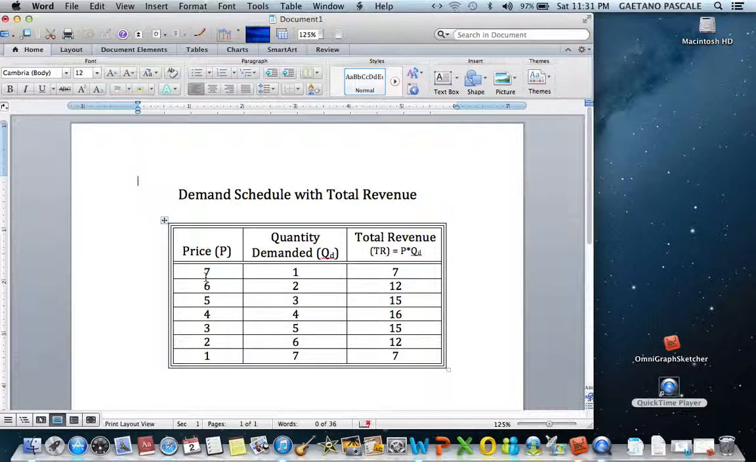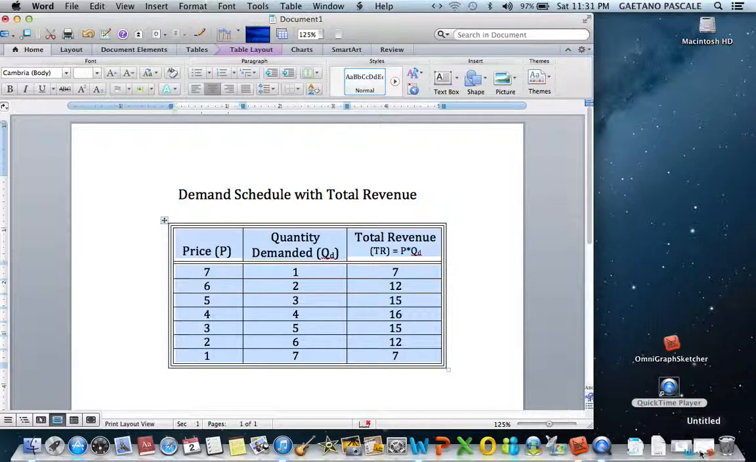So you can see here we have a price of 7, a quantity of 1. Our total revenue would be 7. At a price of 6, quantity demanded is 2. Total revenue would be equal to 12. We have 5 times 3, 15, 4 times 4, 16, and so on. So basically we've just modified the demand schedule, this area here, by adding a third column, which is the multiplication of price and quantity to give us total revenue.